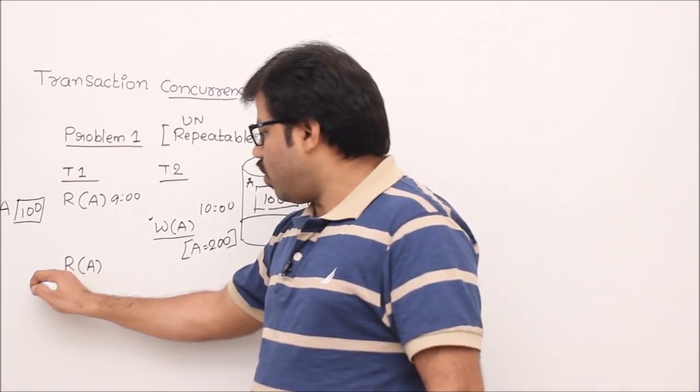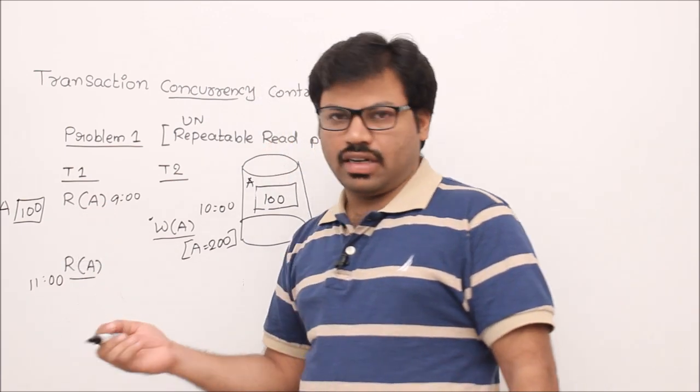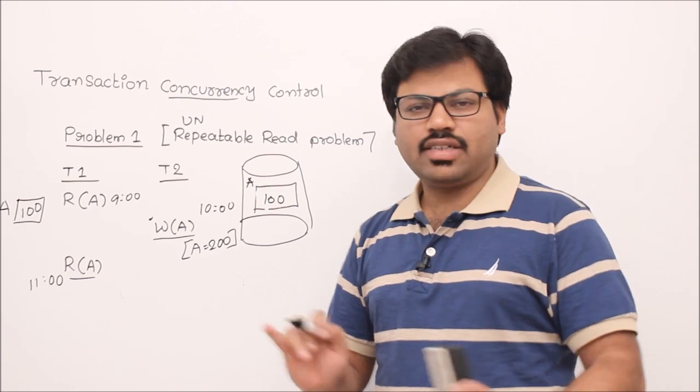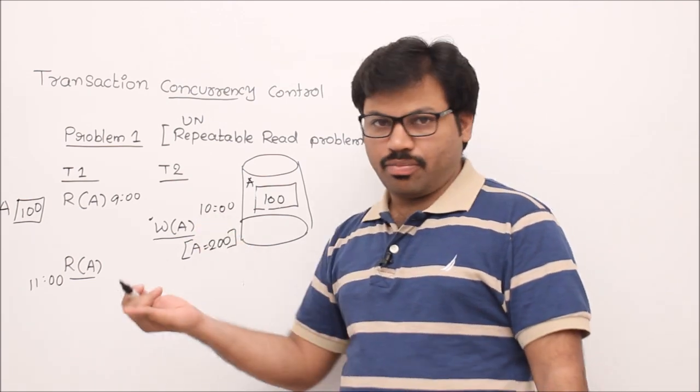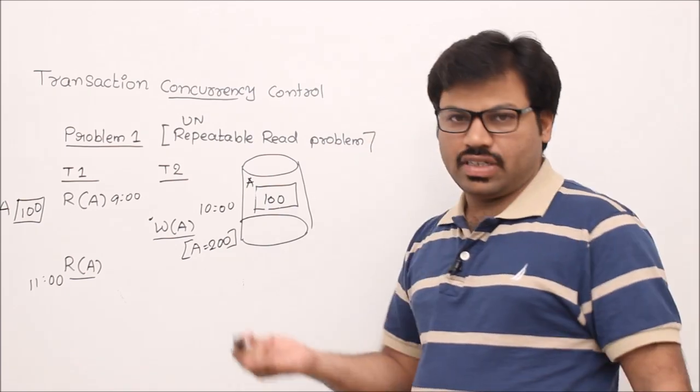Now at 11 o'clock, this transaction T1 wants to read the same database item one more time. We don't know the reason. Let's assume that it has some reason which is private, so we don't want to discuss that. Then what happens, we'll see now.